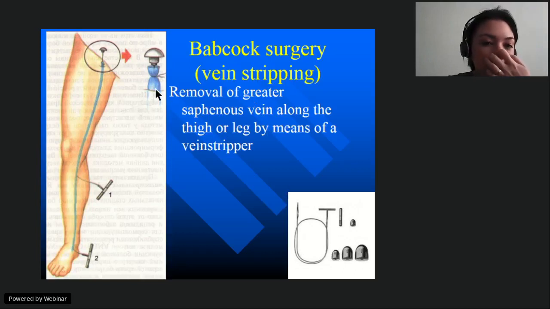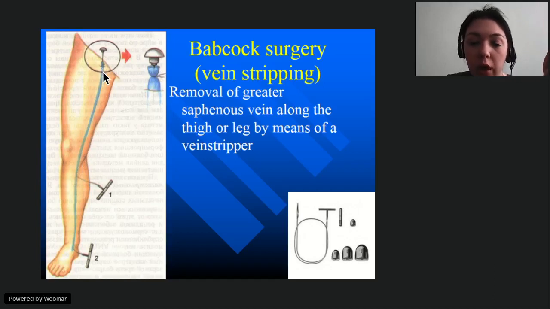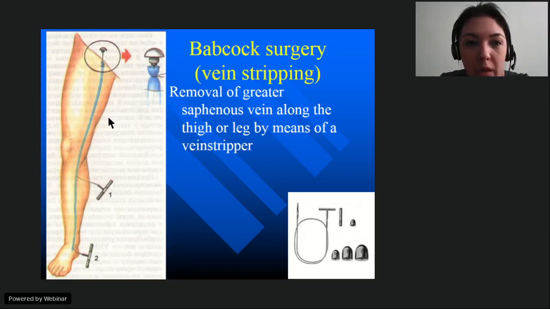If we want to remove it along the thigh, we enter somewhere at the region of the medial condyles. We pierce the vein, insert this vein stripper, and we go upward until we reach the place of the drainage of the greater saphenous vein to the femoral vein. Here we leave it. And after that, we pull the vein back to the medial condyle. So we remove the vein. Okay, this is Babcock surgery.